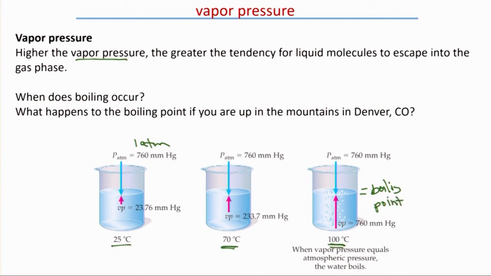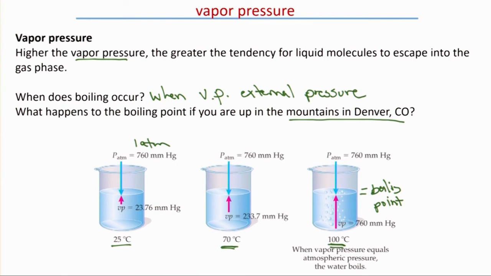All right, so when does boiling occur? Boiling occurs when the vapor pressure equals the external pressure. All right, a couple things then to note. The next question brings up an interesting point. What will happen to the boiling point if you are in the mountains in Denver? If you've been to Denver, you know that people will say, oh, the air is thinner. You have less pressure. The atmospheric pressure is decreased.